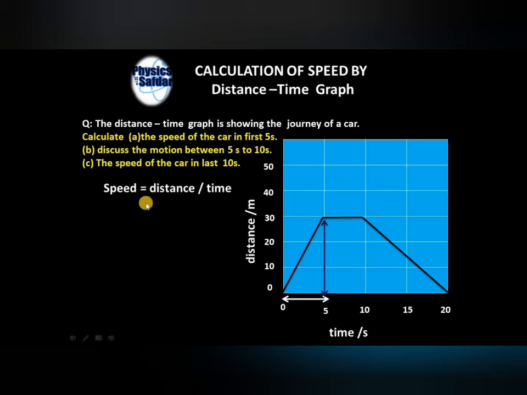It is 30. Put the numbers here. 30 meter is the distance covered. This is the time. Divide the numbers. You will get 6 meter per second.